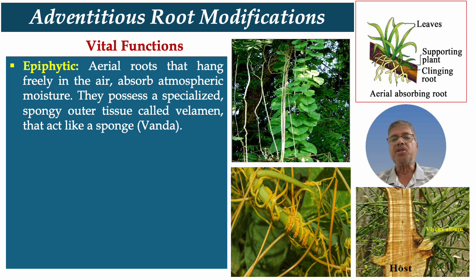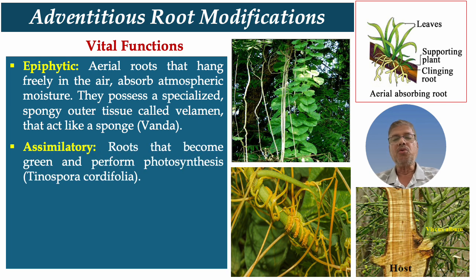They possess a specialized spongy outer tissue called velamen. The velamen cells are dead, empty cells with porous walls that act like a sponge. They rapidly absorb water when it is available and reduce the water loss. These roots sometimes may be green and carry out photosynthesis.